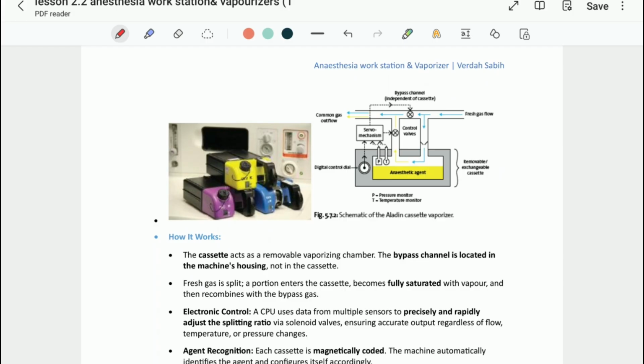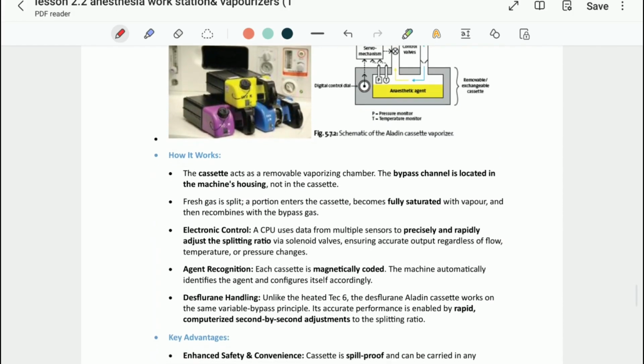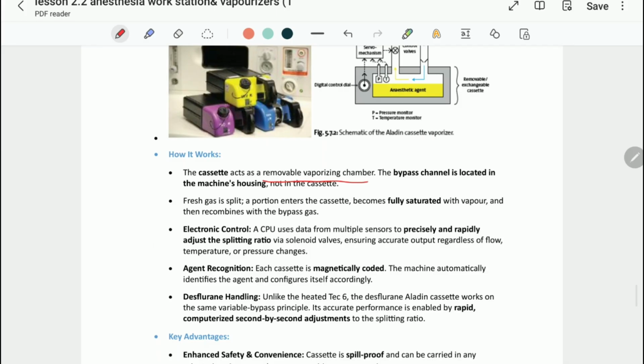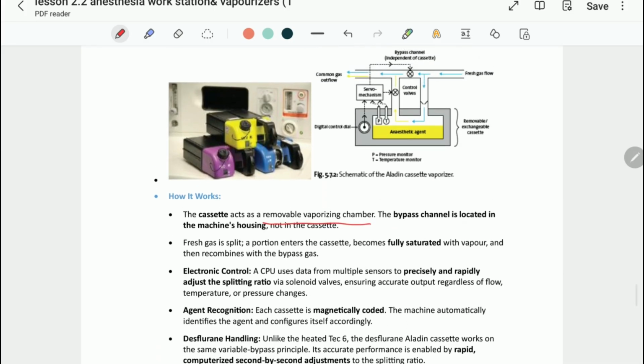Now, how does it work? The cassette acts as a removable vaporizing chamber. The bypass channel is located in the machine housing and not in the cassette. As you can see in the schematics of the Aladdin cassette, the cassette acts as a vaporizing chamber, and the bypass route is included in the machine housing, which is independent of the cassette. The fresh gas is split and a portion enters the cassette, which becomes fully saturated with the vapor and then recombines with the bypass gas.